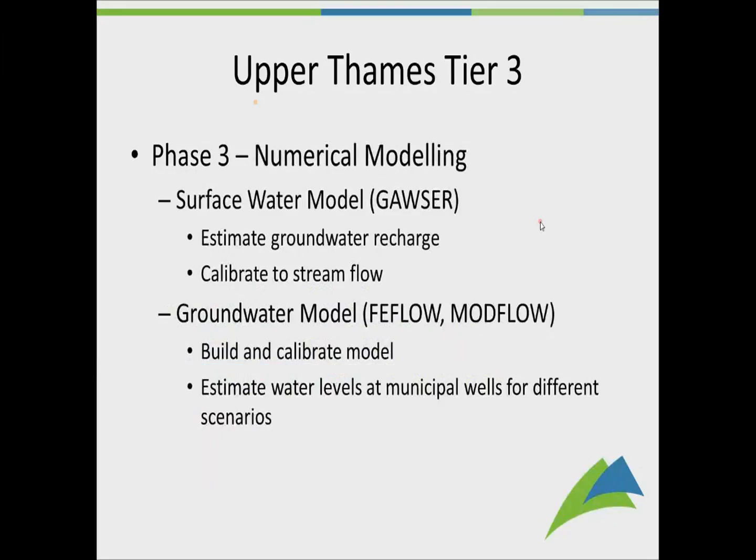So phase three of the modeling process included the development and calibration of the numerical models. And for this project, we first used a surface water model to estimate recharge that would in turn be used for a groundwater model. In this case, the surface water model that we used was called GAWSER, and that stands for Guelph All-Weather Sequential Events Runoff Model. And once we were able to use climate data and surface topography and so on to estimate groundwater recharge, we calibrated the streamflow, and we used that recharge in the groundwater models.